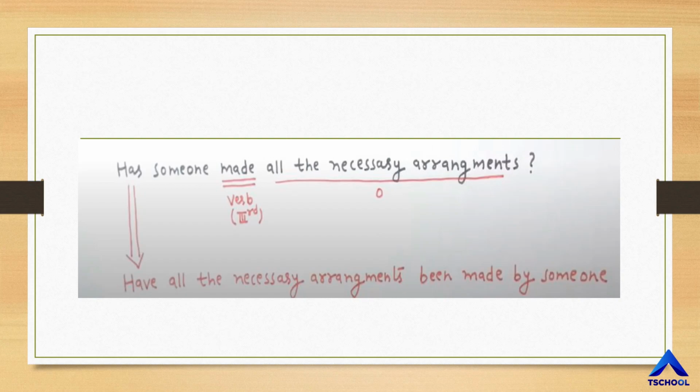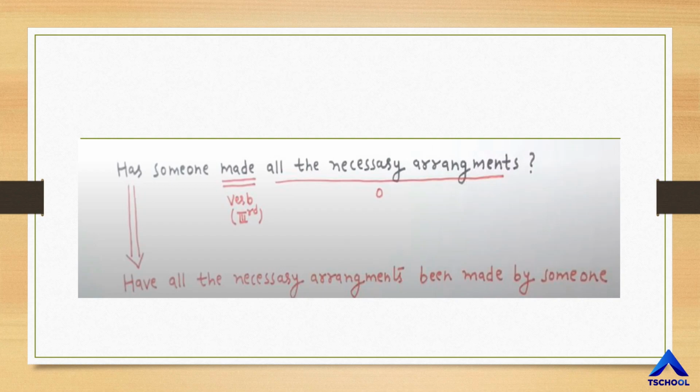Been, the verb is in third form. If the verb is in third form, we are going to use been. Remember that we have discussed in part 1. By someone, been made by someone. Has would be converted to have. I'm repeating it again. The verb is in third form in the question, that is in the active voice. How have we identified? Because of the helping verb that has been given in the question. What is the helping verb? That is has. So has would be converted to have.